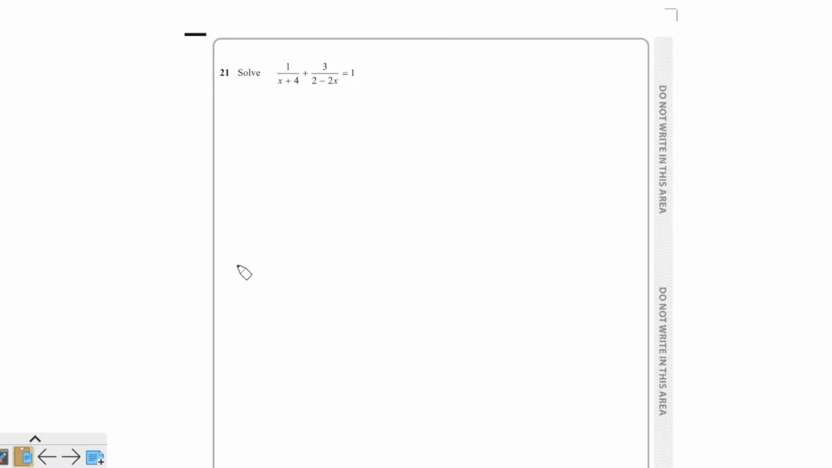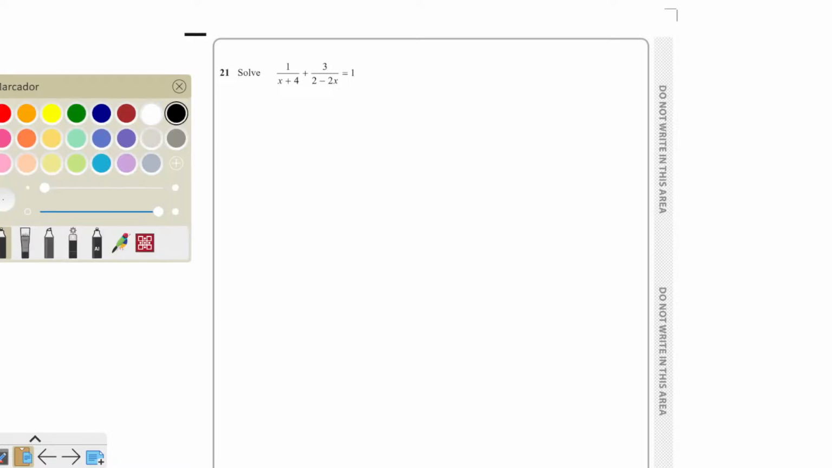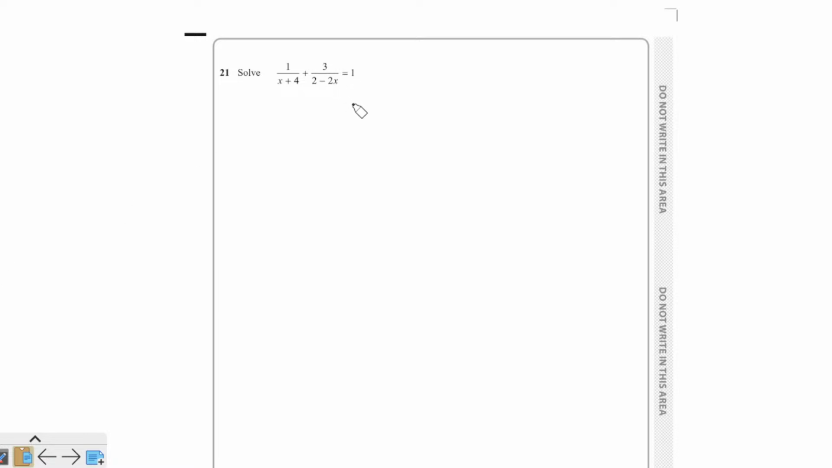Question 21, solving algebraic fractions. This is another nice one. So I obviously don't want fractions. The way that I do it is I just multiply across by the denominators to cancel them out. So you can do it in one step. I'll just do it in two just to show you.